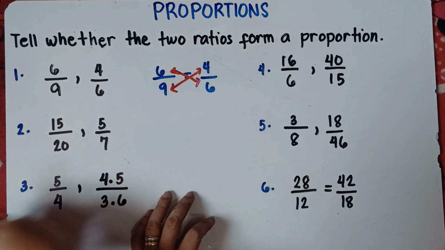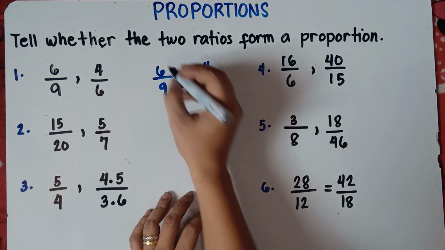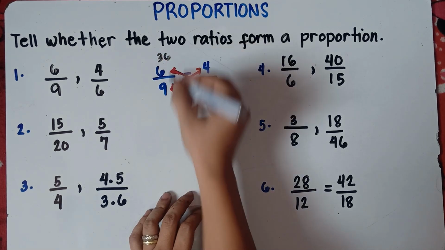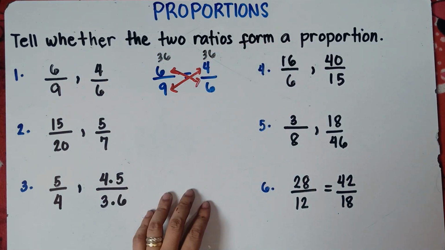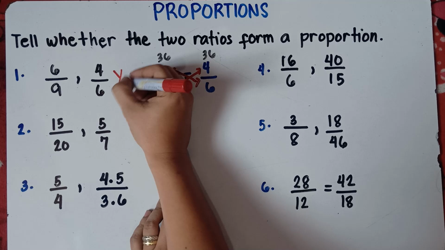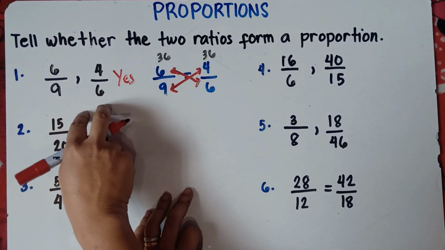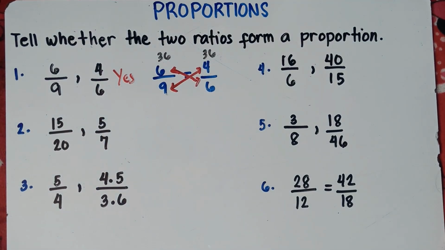So 6 times 6, what's the answer, class? 6 times 6, that's correct, that is 36. And 4 times 9, that is 36. Therefore, for number 1, our answer is yes. These two ratios will form a proportion. Easy, right, for number 1? Let's have number 2.